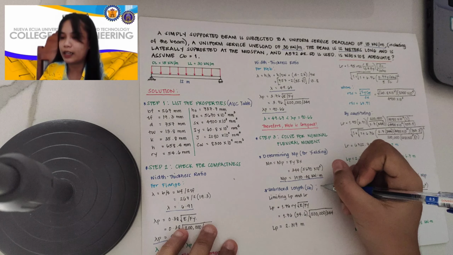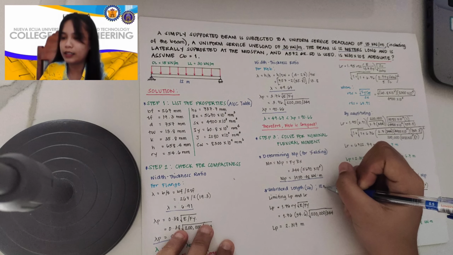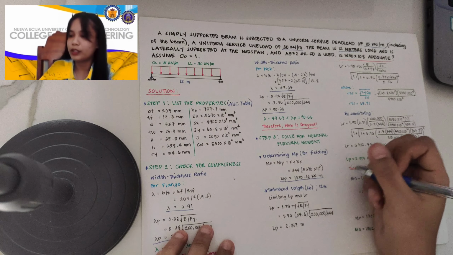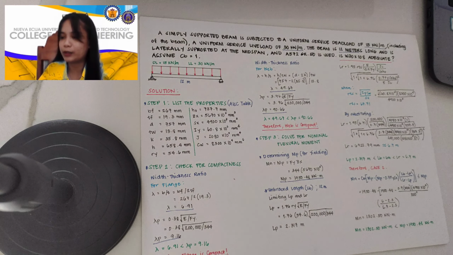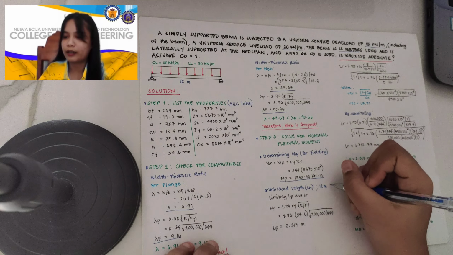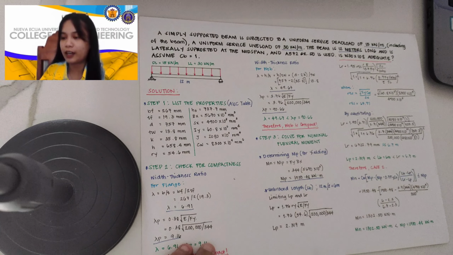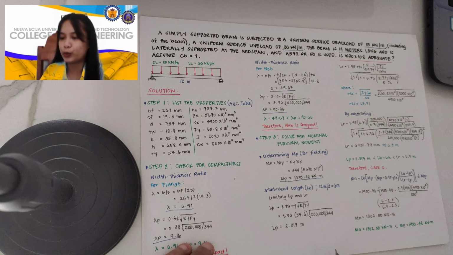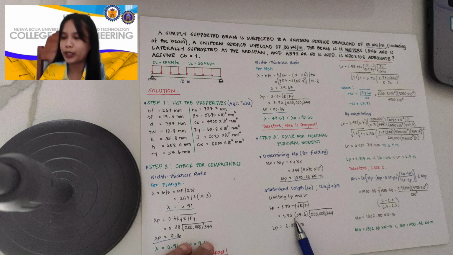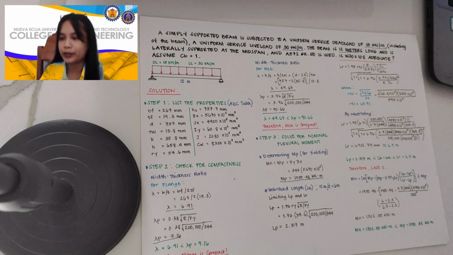So for the unbraced length or Lb, based on the problem earlier, the beam is 12 meters long and laterally supported at the midspan. So it says midspan, so our Lb is equal to 6 meters. So limiting Lp and Lr, where Lp is equal to 1.76 square root of E over Fy, Lp is equal to 2.317 meter.